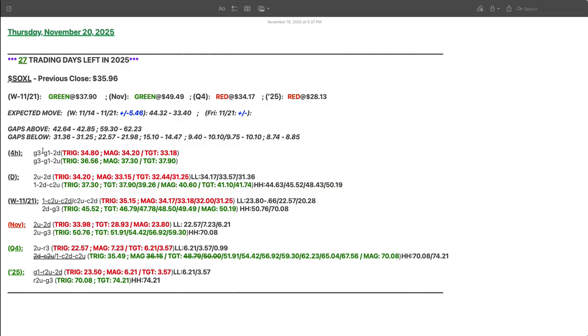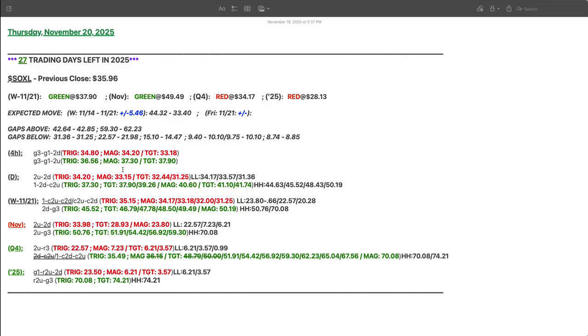But from the 4-hour time frame perspective, if we go to the downside, we get a 3-1-2 down reversal triggering at 34.80 with a magnitude of 34.20. Again, because that's not a lot of magnitude, we did put in the extended target of 33.18 out there. Now, if we continue to the upside, that's a 3-1-2 up continuation, triggering at 36.56 with a magnitude of 37.30. And then we put an extended target of 37.90 out there. It's not too extended because, again, we have to remember we are still in the face of a 4-hour and 1-day downtrend. So we don't want to get too far ahead of our skis to the upside.